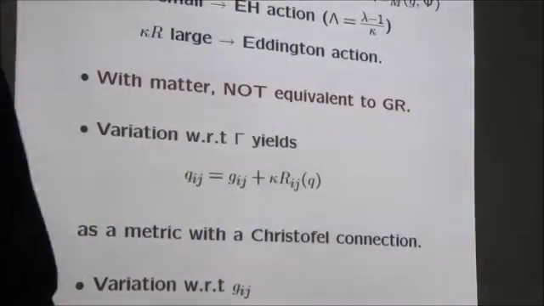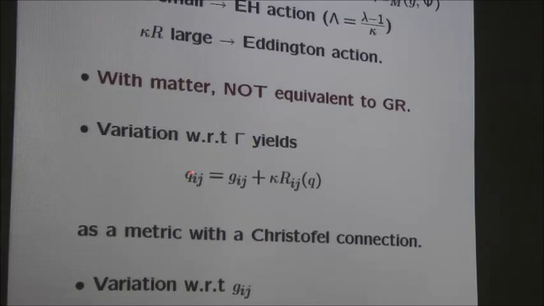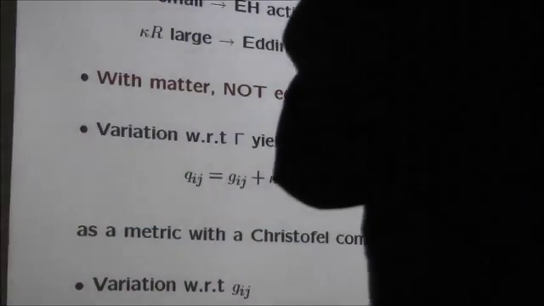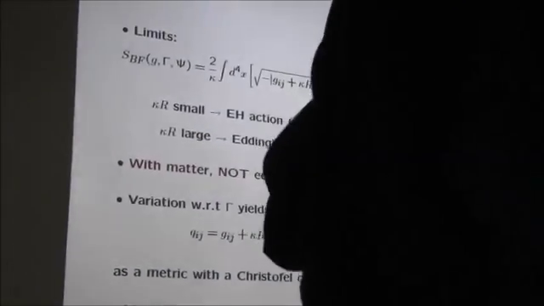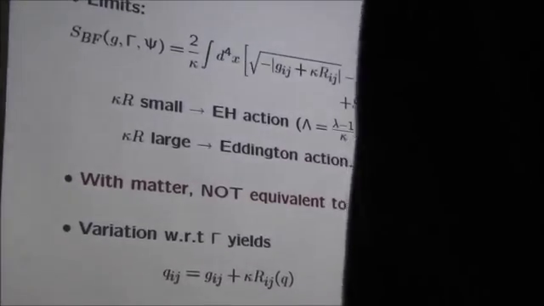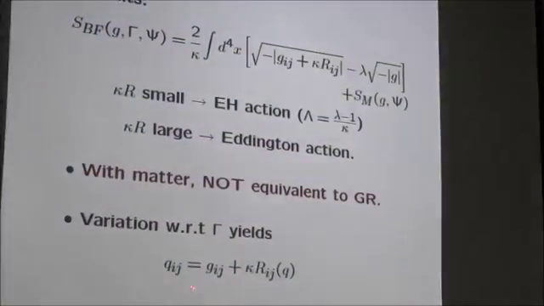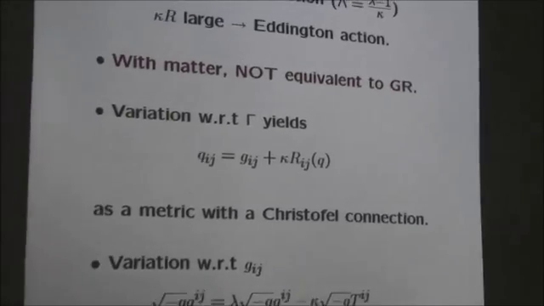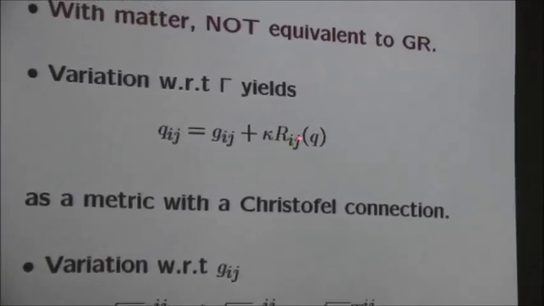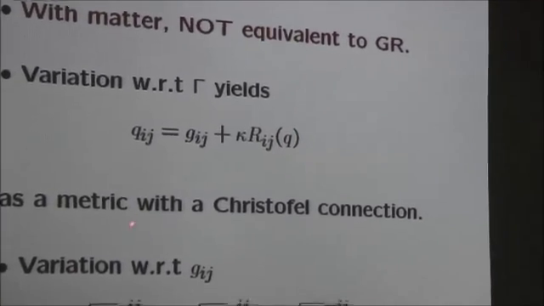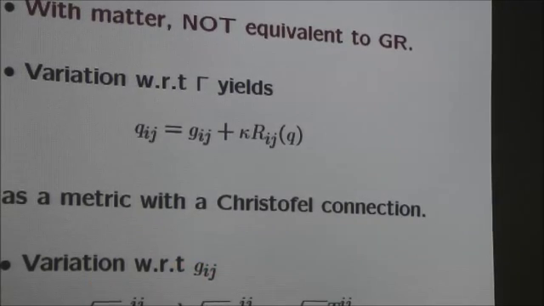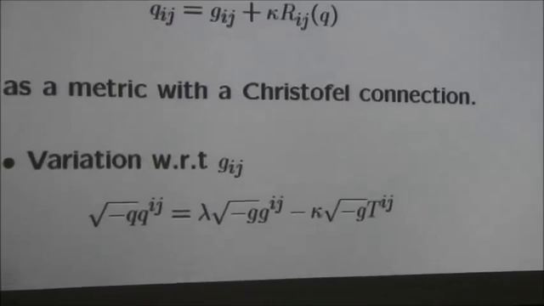So if you vary this action with respect to gamma, you get this: Q_ij equal to g_ij plus kappa R_ij. You say that Q_ij is a metric with a connection, and that is important because otherwise you would not be able to show that Q and g are different variables. That is crucial over here. So you have to define a metric Q_ij. But remember, this R_ij is a function of Q, so this is R_ij(Q). If you vary this once again with respect to g_ij, you get another equation like this. So these are your two field equations.